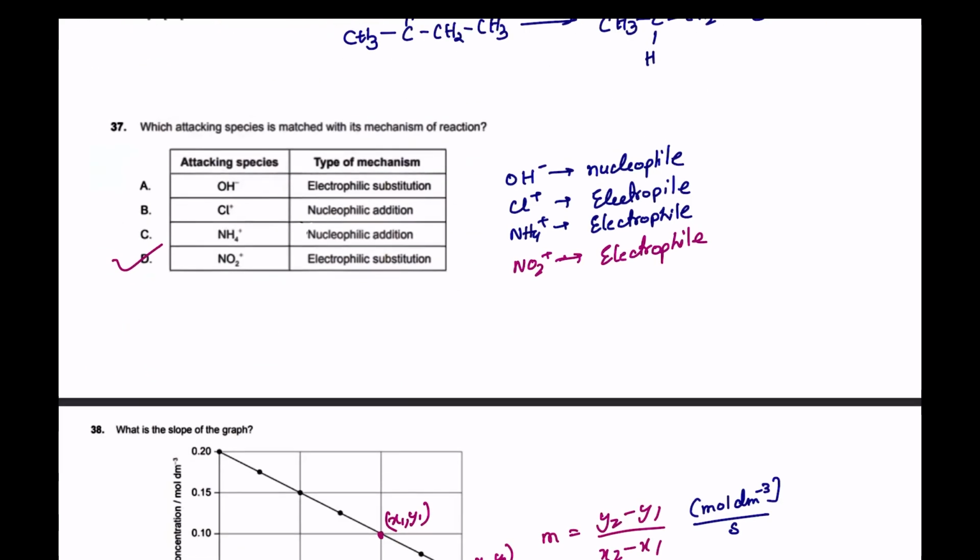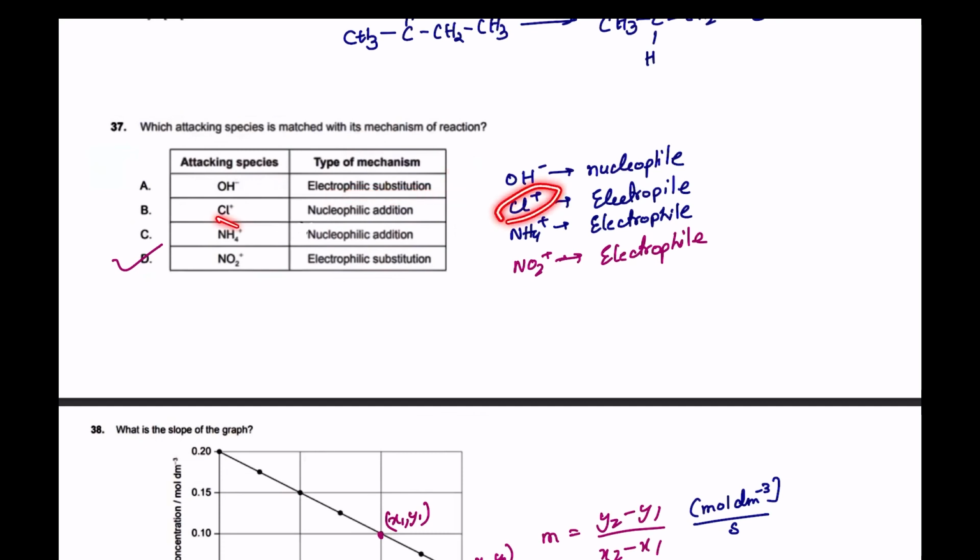Question 37, we have to find out which attacking species is matched with its mechanism of reaction. So if we have so many species, we need to find out which attacking species will match the mechanism. OH minus. OH minus is a negative ion. Every negative ion is looking for positive centers to attack. So if they're looking for positive centers, they're called nucleophiles or nucleus lovers, because in the nucleus you have the positive charge. So OH minus is a nucleophile and the type of mechanism is electrophilic substitution. No, the type should be nucleophilic substitution.